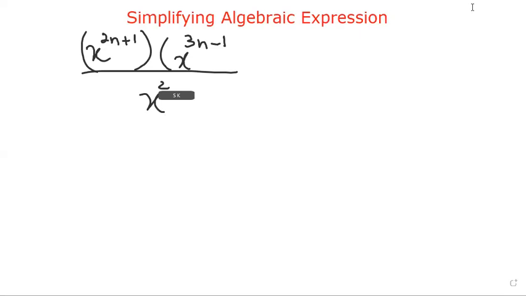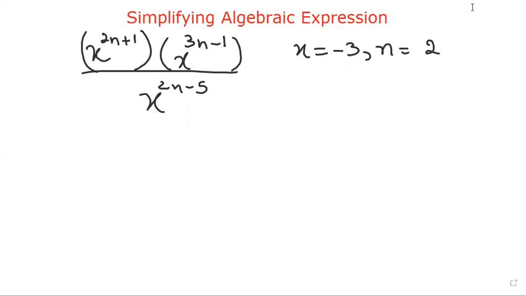It says x to the power 2n plus 1 times x to the power 3n minus 1, over x to the power 2n minus 5. We are also given that x is equal to -3 and n is equal to 2. First of all, we have to apply our exponential rules and simplify it that way, and then we're going to apply these two values, x equals -3 and n equals 2.